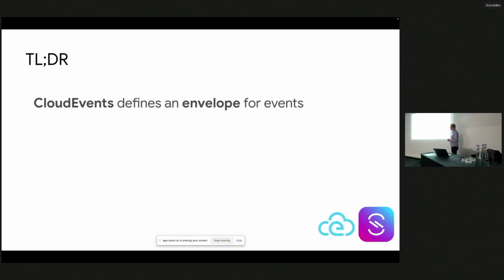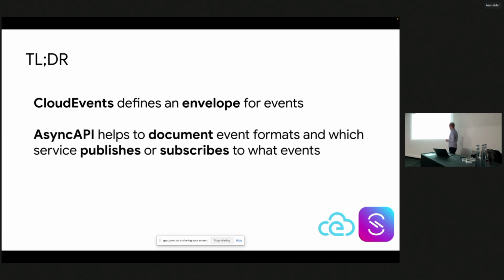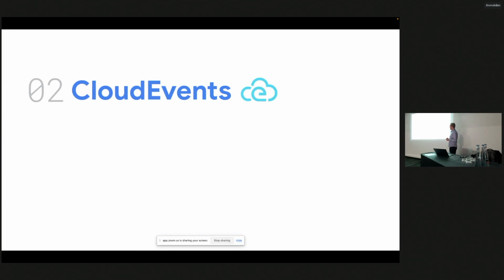And the summary is that CloudEvents is an open source project that we'll talk about. It defines an envelope for your events that you can use. And AsyncAPI helps you to document the format of your events. It also documents which services publish what events and which service subscribes to what events. So it gives you tools to do that. And in the end, I'll show you how to use both. So if you want to use CloudEvents in your services, and if you want to document that using AsyncAPI, how can you do that? And it actually works pretty nicely together. So now let's look at CloudEvents first, and then after that, we'll look into AsyncAPI.